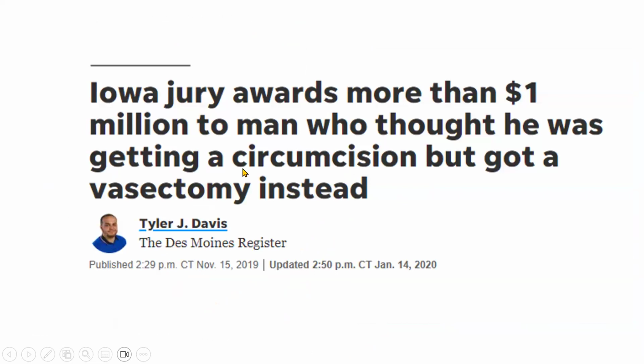Oh yeah, I saw this news clip. It was kind of funny. An Iowa jury awards more than 1 million to a man who thought he was getting a circumcision but got a vasectomy instead. Because he went in thinking he was getting a circumcision, but it ends up they were cutting his vas deferens. So in the end he becomes sterile, right? I mean, you can reconnect them actually, okay? But then he sued the doctor, sued the hospital, I think, and then they got 1 million.